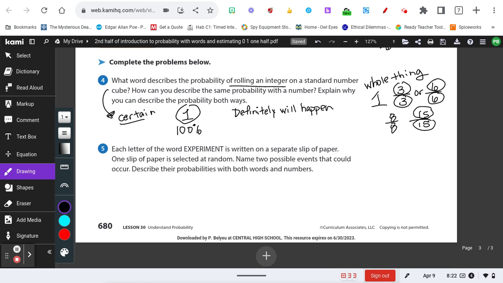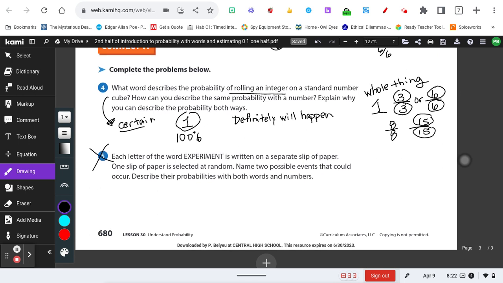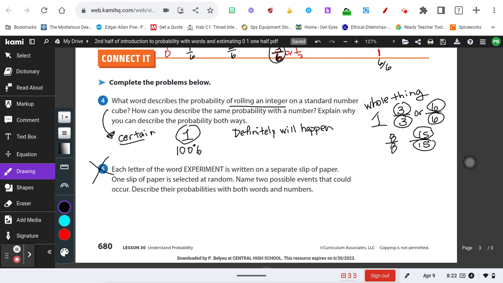All right, I'm going to skip 5. And that concludes pages 678 through 680. The next video will pick up with theoretical probability.